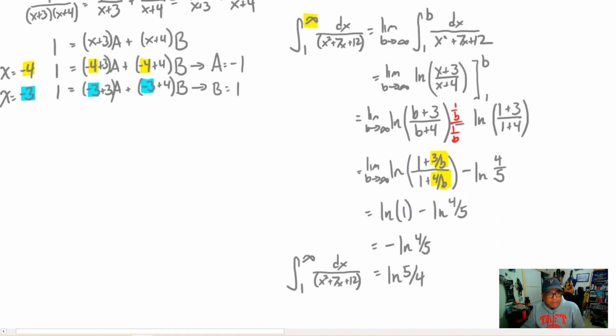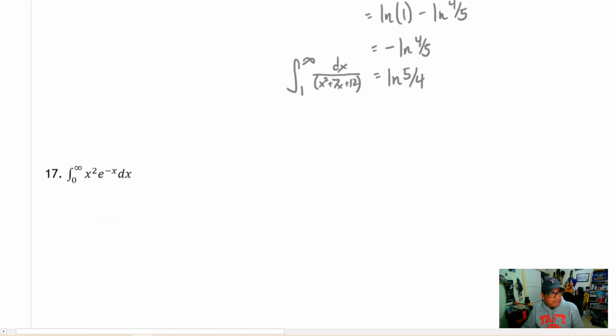Now, the next problem we're going to look at, number 17 here, that's going to be x squared e to the negative x. And looking at this antiderivative, U substitution is going to fail me here because the power of the x squared exceeds the power of the exponent for e. But this is actually a classic setup for integration by parts. So we'll do that first.